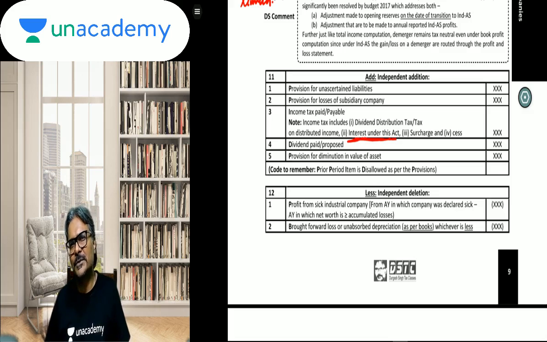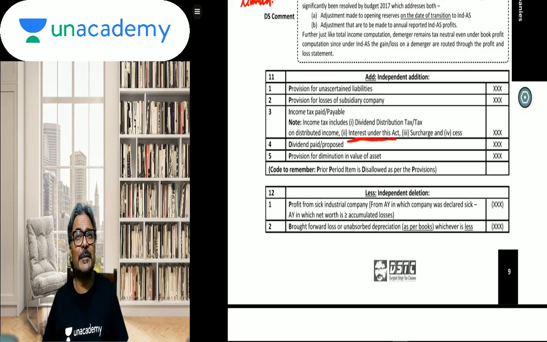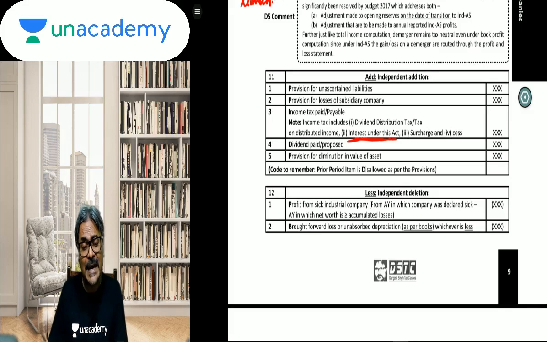What about the penalty, students? The penalties and all, if that is debited in the profit and loss account, then as per the normal provision, it may be added back. But when it comes to the computation of 115JB, then these same penalties will not be added back.